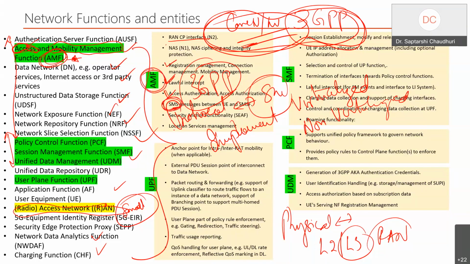So he's the person who does the location-based service. Suppose you stay in the Electronic City area and you want to do some advertisement of some things, then I'll use the AMF guy to provide that location-based service. This is the biggest entity for the 5G to make sure that you are registered and authenticated into the network.